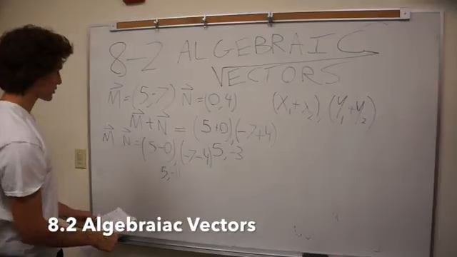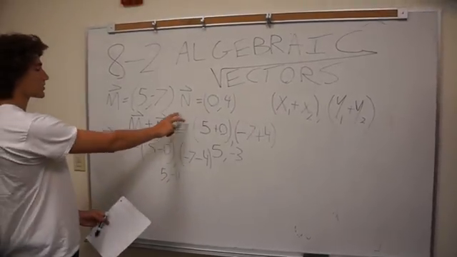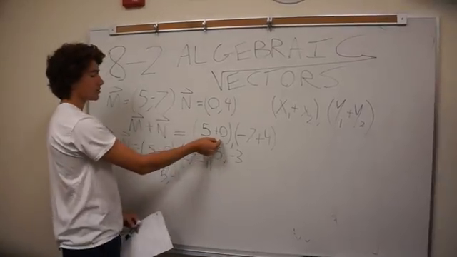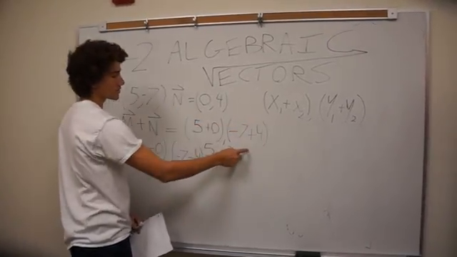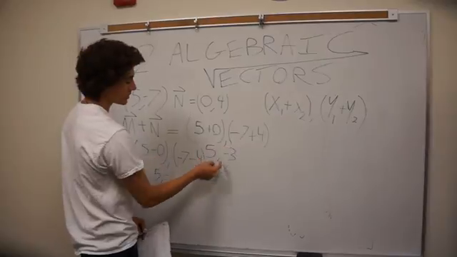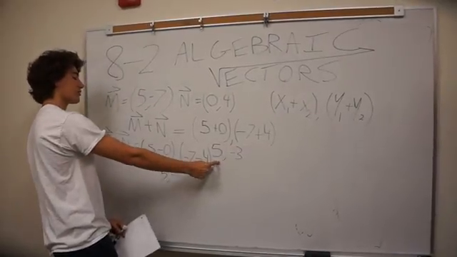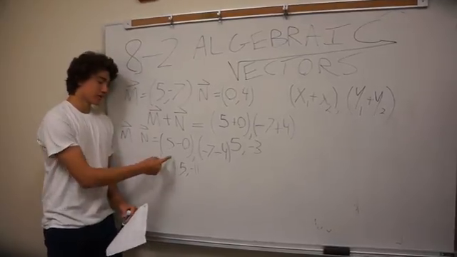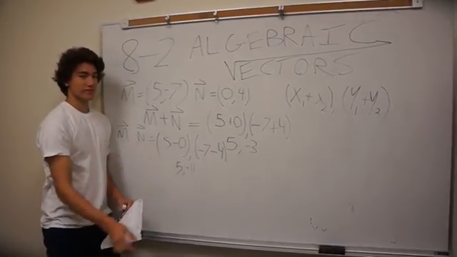So this is vector operations, adding two vectors together, m plus n vector. So 5 plus 0, x1 plus x2, and y1 plus y2. So you get the coordinates of 5, -3. And then subtracting, you get 5 and -11.